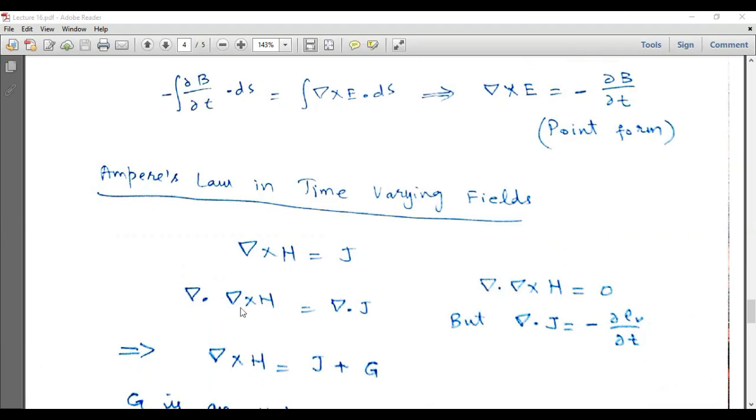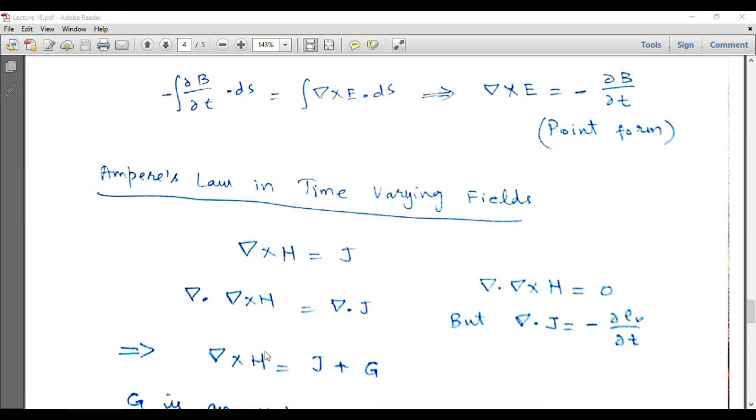So it means this term is equal to 0, but this term del dot J is not equal to 0. When we derived the expression of the continuity of current in the fifth chapter of the textbook, we came to know that the divergence of volume current density is equal to minus partial rho v over partial t. So del dot J is equal to this expression, but the left hand side is equal to 0. It means for time varying fields, when we have time variation of the charge, this expression of the point form of Ampere's law will no longer hold.